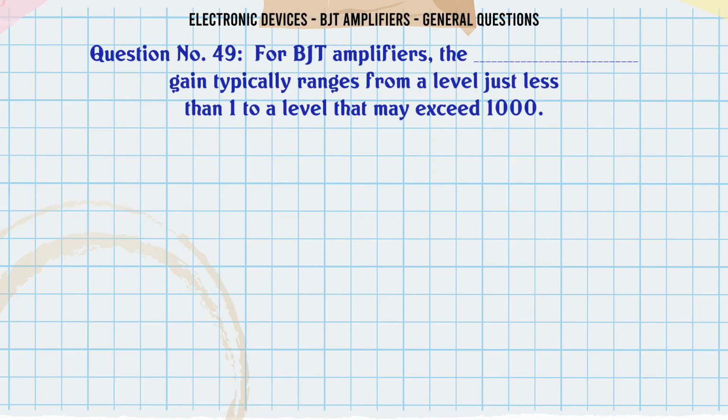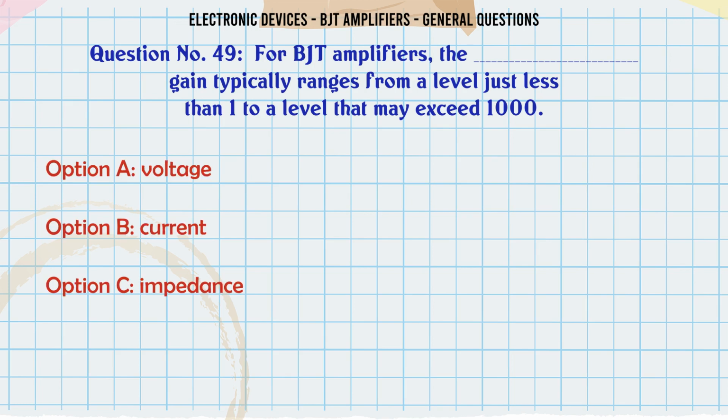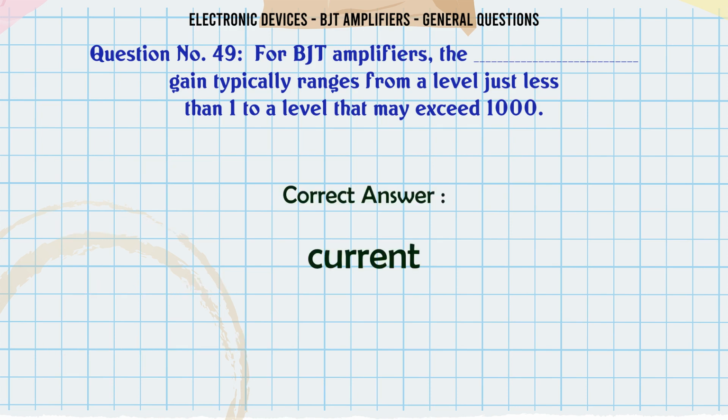For BJT amplifiers, the gain typically ranges from a level just less than 1 to a level that may exceed 1000. A. Voltage. B. Current. C. Impedance. D. All of the above. The correct answer is current.